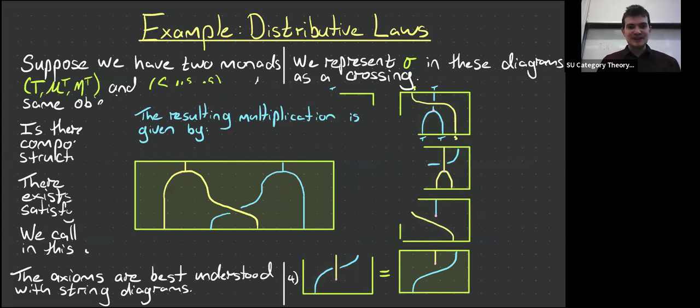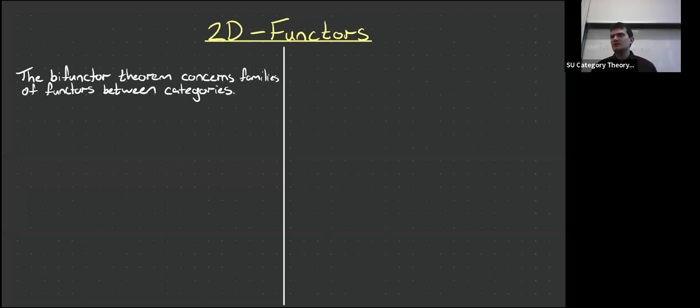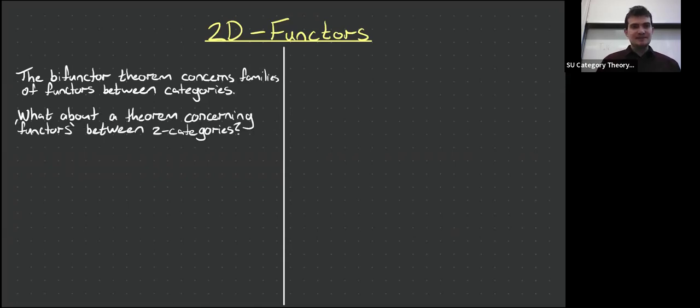Okay, so this is the multiplication we get. Now we know we're on the same page with respect to two categories and string diagrams. We're mostly experts now because we pretty much do know everything there is to know. So now we can get back to the bifunctor question. This bifunctor theorem concerns families of functors between categories. So what about a theorem concerning, let's say, functors, which I leave a bit vague for the time being, between two categories?